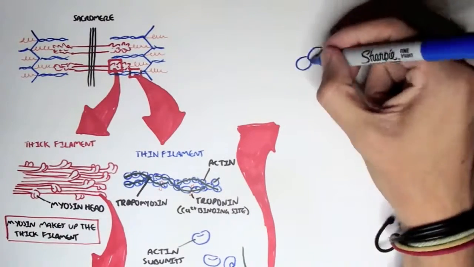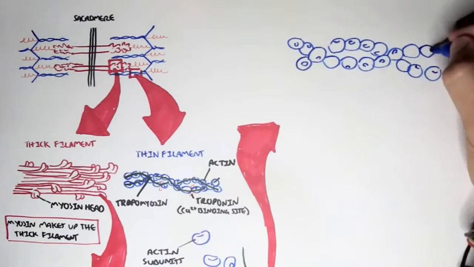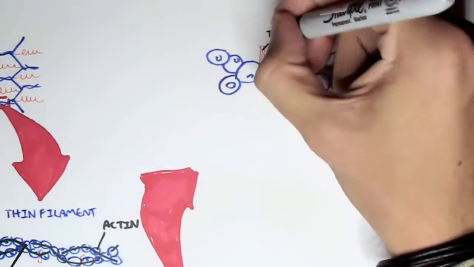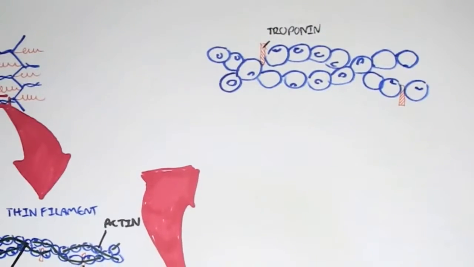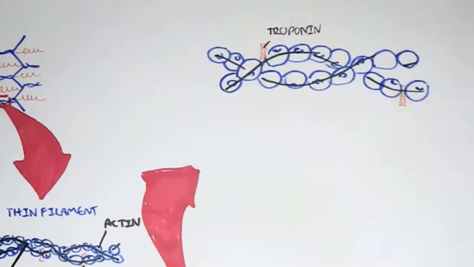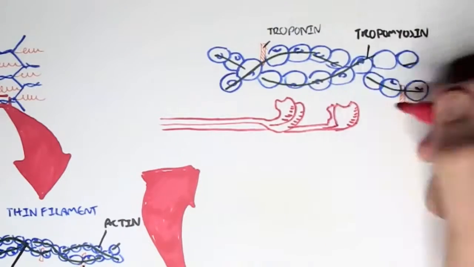So here we have the thin filaments consisting of many actin subunits. And we have the structure in orange here, troponin. And tropomyosin, as shown, is blocking the binding of myosin onto actin. And here we have two duplicates of myosin heads shown in red. And it wants to bind to the actin subunits.